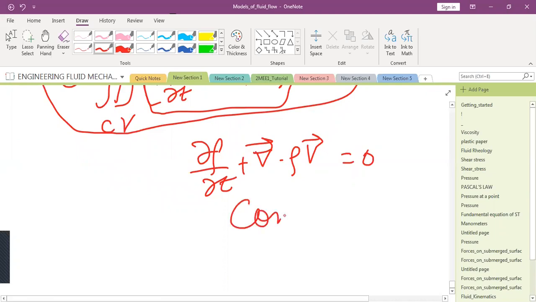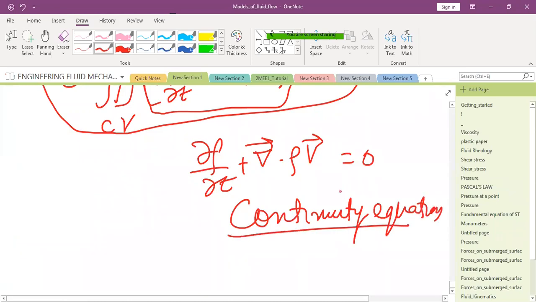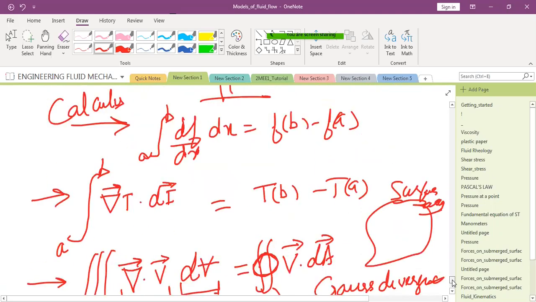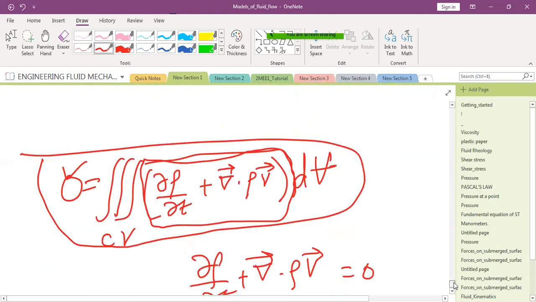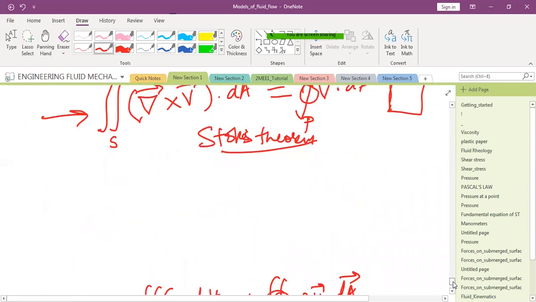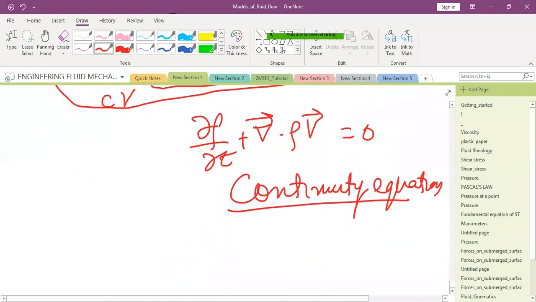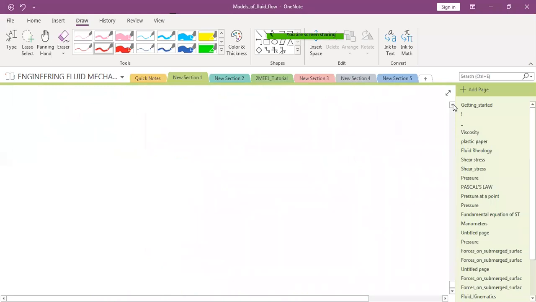And this is called the continuity equation. This is called the continuity equation. Now this was also the continuity equation that you mentioned earlier. This is only one of the formats of the continuity equation.